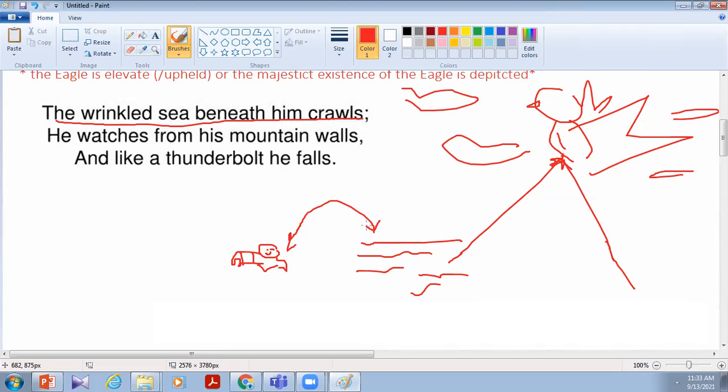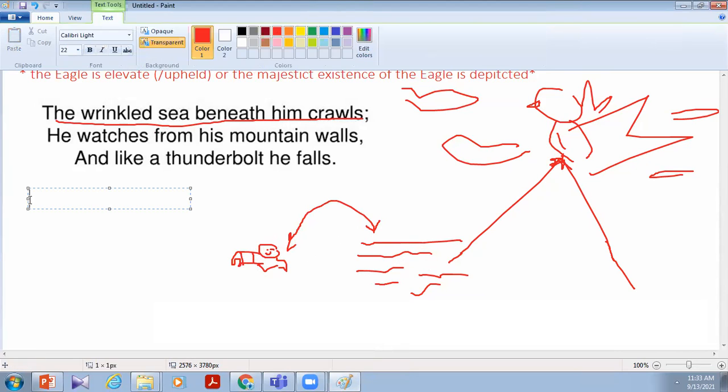So what happens here is the sea is wrinkled. Sea means the waves, right? The sea waves, the tides of the sea, are being indicated, are being personified, right? And we can see a metaphor here. So we can see personification and metaphor, right?